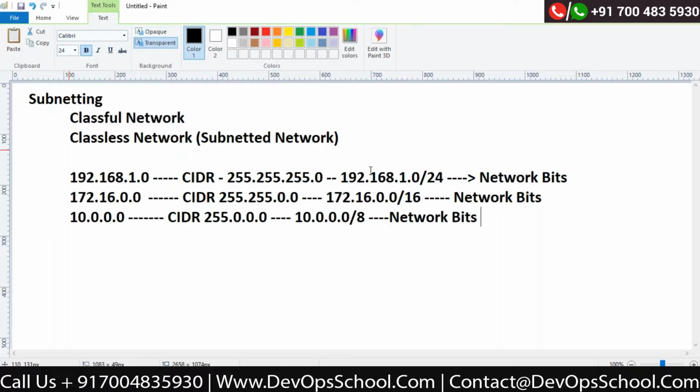So CIDR is the most appropriate method that you are using to tell your system how many network bits are assigned. These are the network bits. You might see in some cases in your organization that you get an IP address and slash some number. Whatever number you get after the slash is nothing but your network bits.